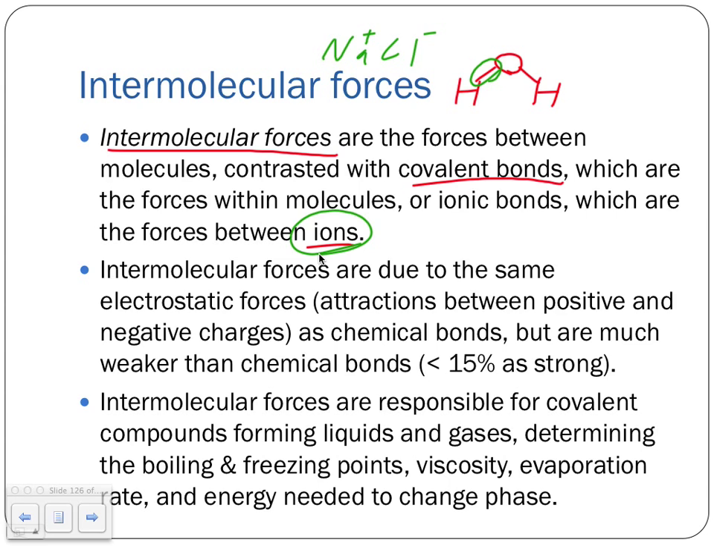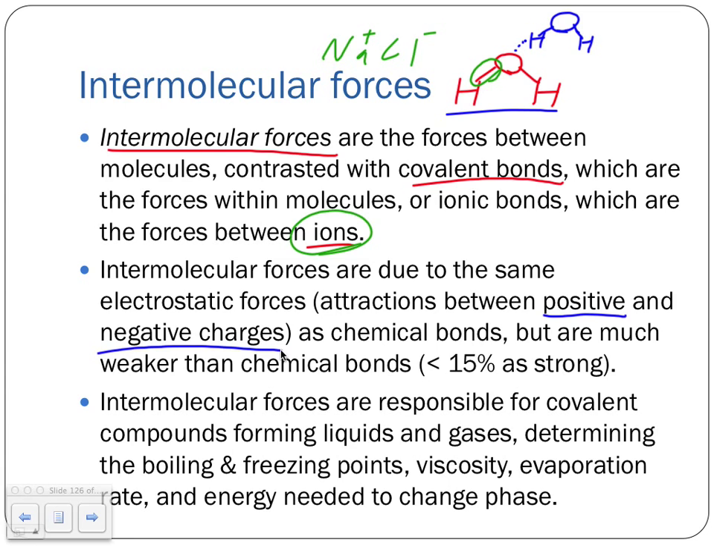But if we had a situation where we are looking at, let's say, two different water molecules, this one right here that we have, that's the OH like this, and we have another water molecule that comes out like this, and we're talking about the connections from one water molecule to the other water molecule, and so those are intermolecular forces. Now, these intermolecular forces are due to the same type of electrostatic forces, and remember, electrostatic means attractions between positive and negative charges as chemical bonds.